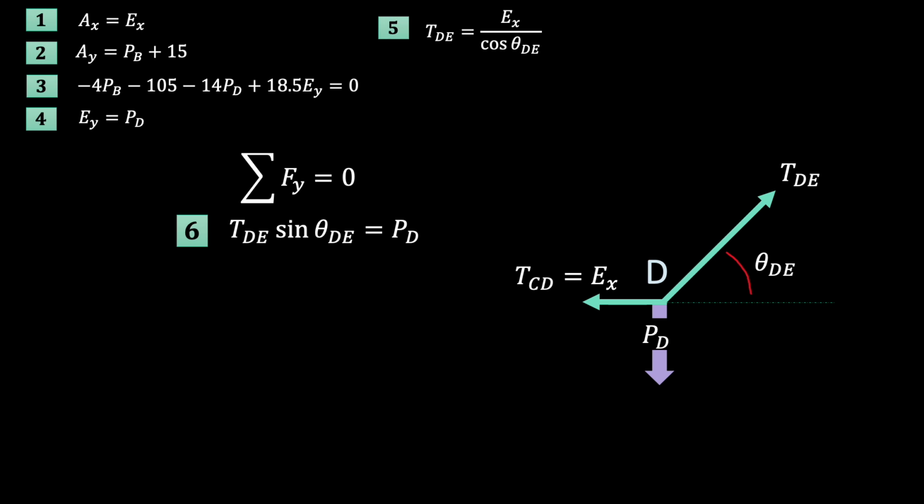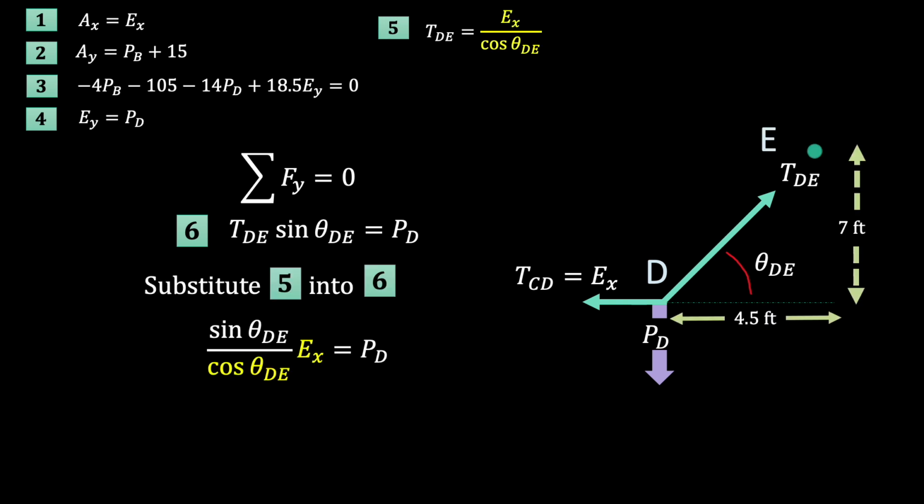For D to stay still in the y direction, the y component of TDE must be equal to PD. We get the y component by projecting the tension vertical, using the sine of angle theta DE. We can substitute from 5 into 6 to get rid of TDE, which gives us PD in terms of EX.